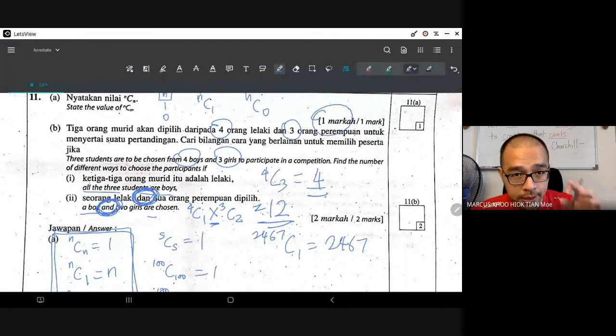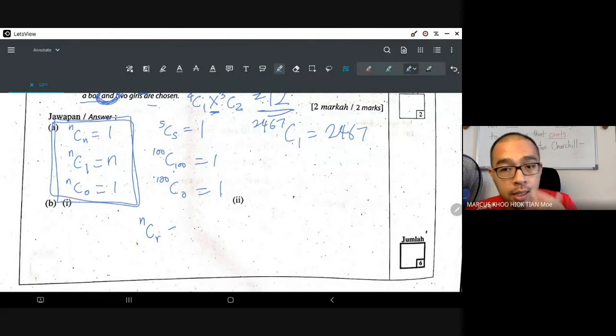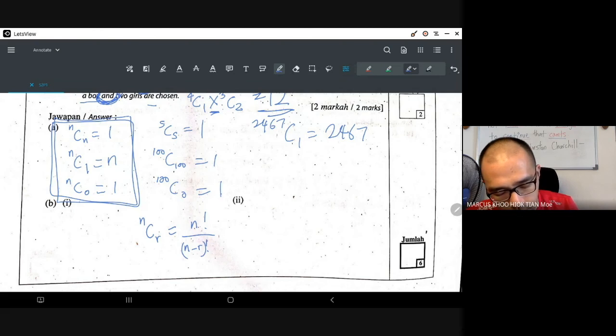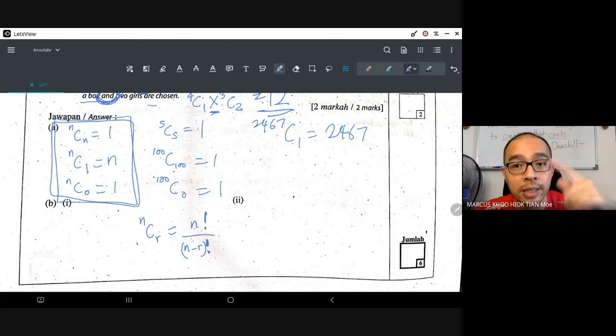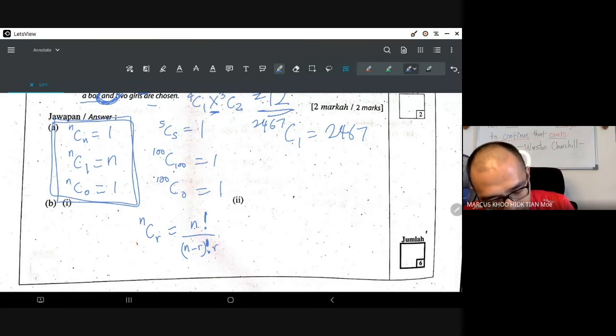Maybe this is a good time for me to tell you about NCR. You should also remember the basic formula for this, which is n factorial over r factorial times n minus r factorial. Factorial means you multiply the number by the descending numbers until 1. The one with the PR is n factorial over n minus r factorial.